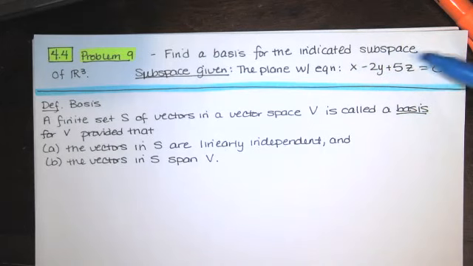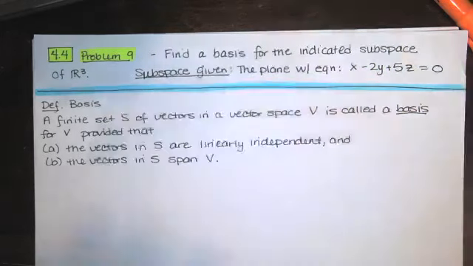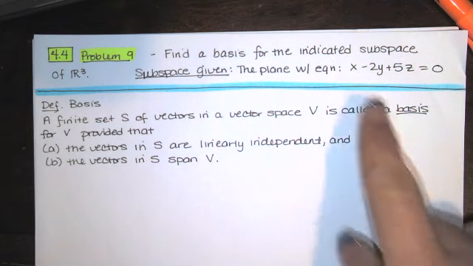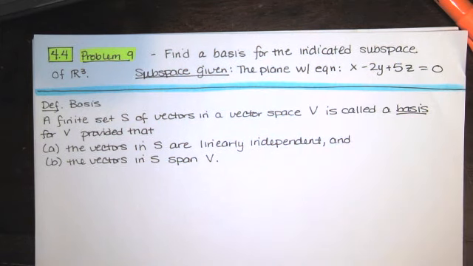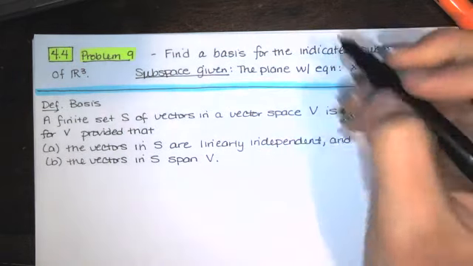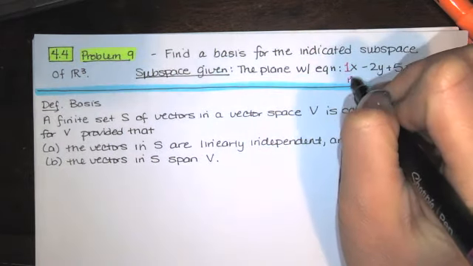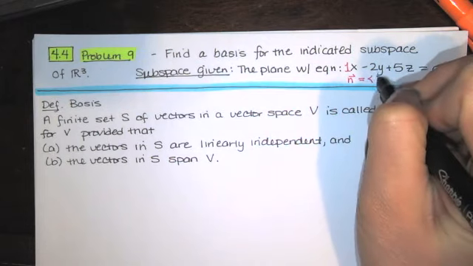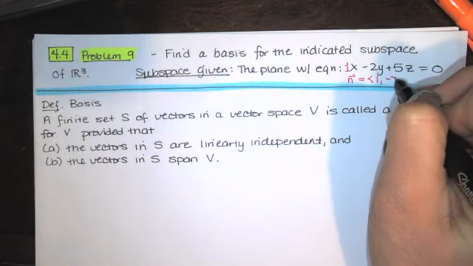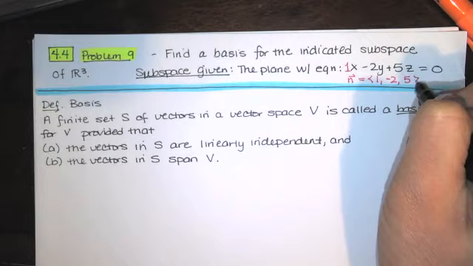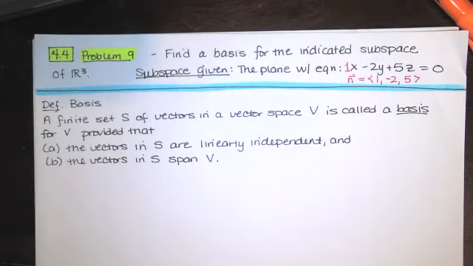We also know that the normal vector of this plane is given by the coefficients of x, y, and z here. There's an implied 1 there. So the normal vector of this plane is a vector with components 1, -2, and 5.